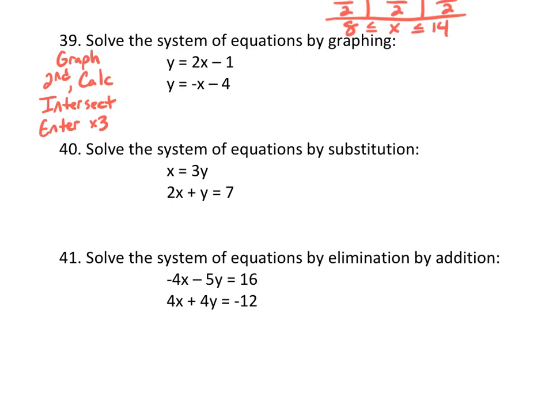On number 39, I wrote the instructions on how to solve this one on your graphing calculator. You're going to type both of these equations in on your y equals. Then you hit zoom 6 or graph, preferably zoom 6. Once you're at the graph, you're going to hit second calc, choose option 5, the intersect, and then hit enter 3 times, and it will give you the answer of -1, -3.